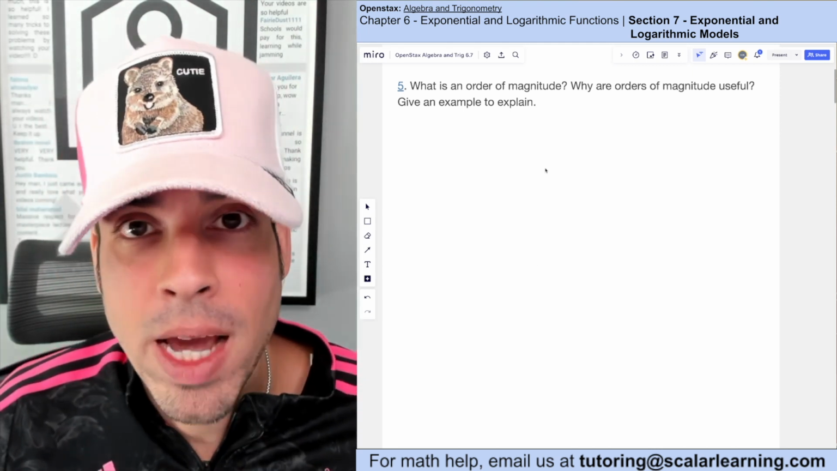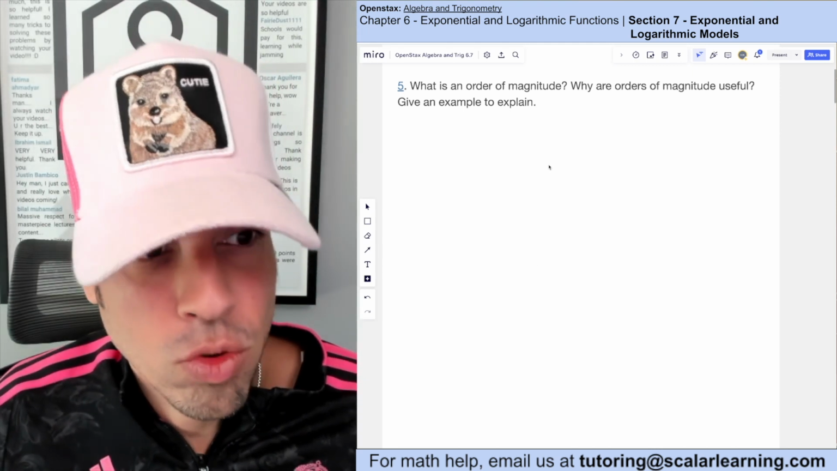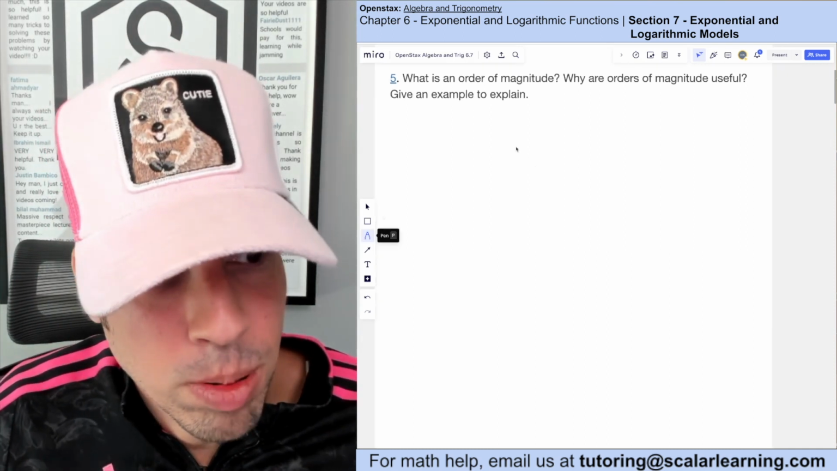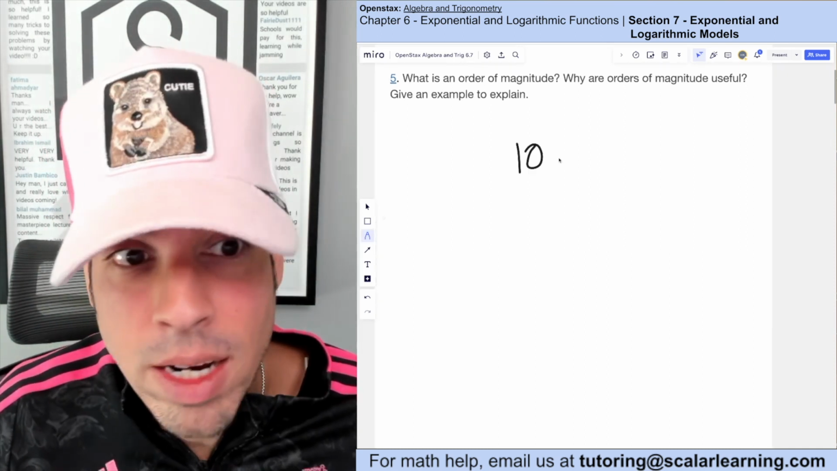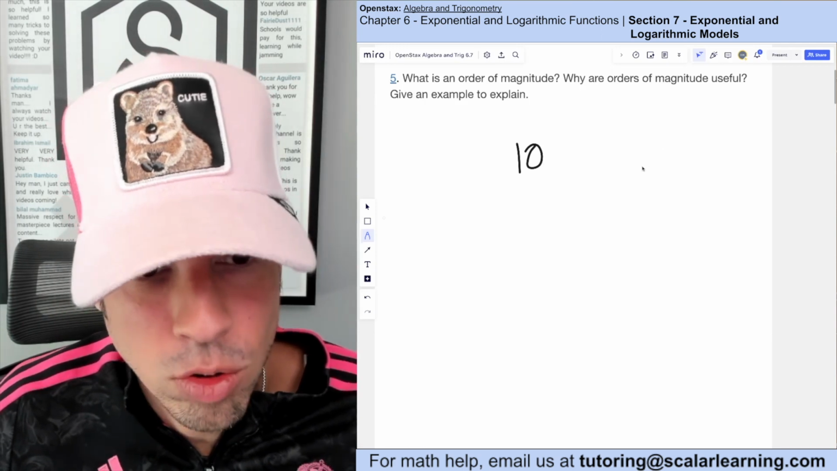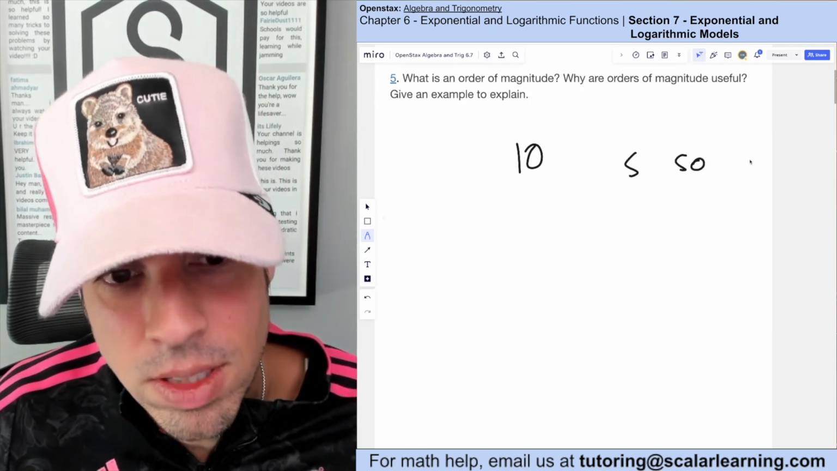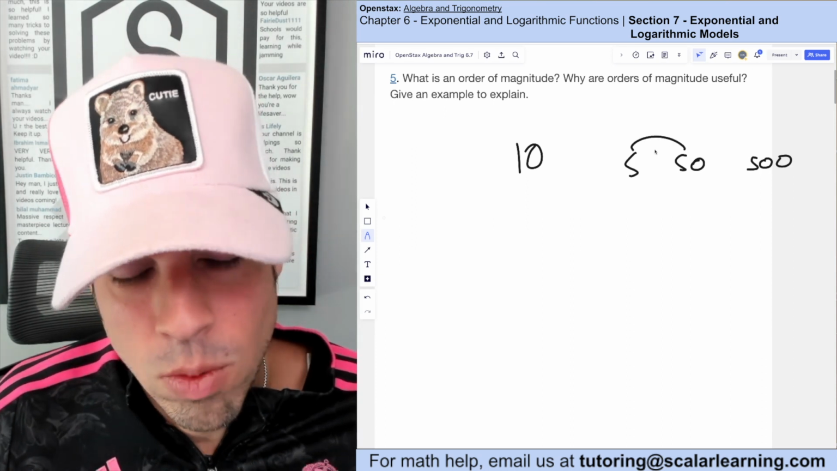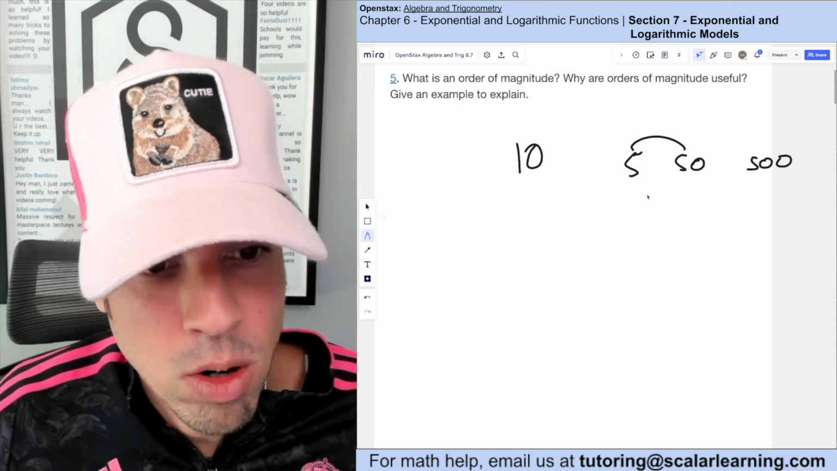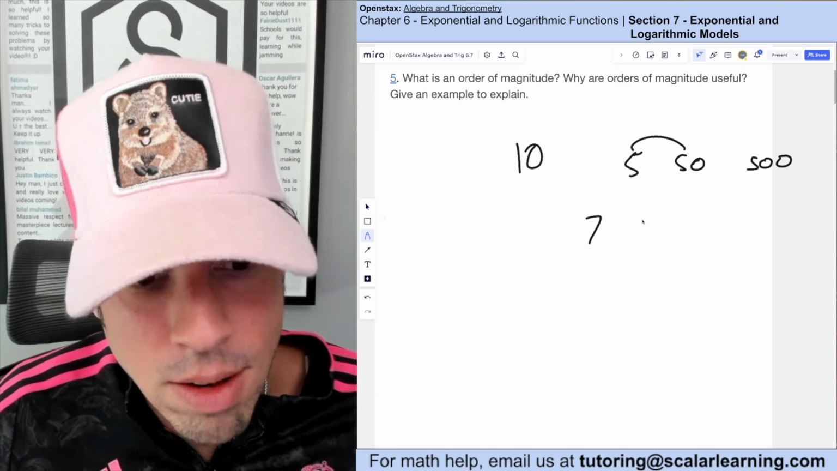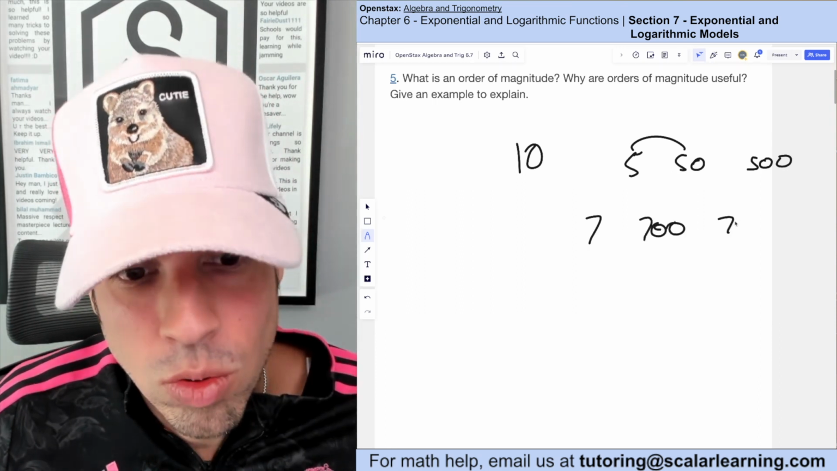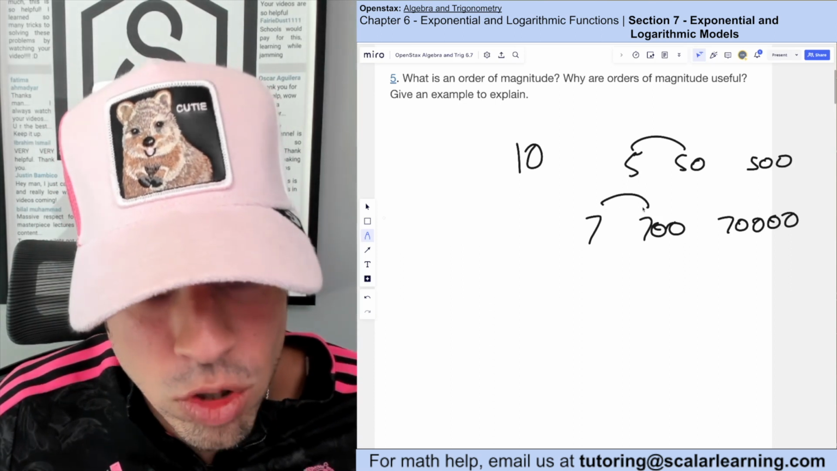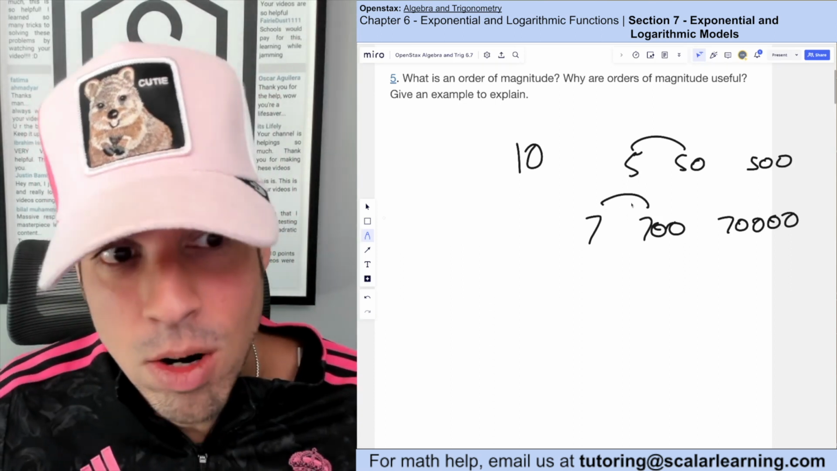What is an order of magnitude? So an order of magnitude is when we're trying to describe something by the nearest power of 10 in terms of growth. For example, if something grows by 10, we'd say that's 1 order of magnitude. So we're going, let's say, from 5 to 50 to 500, etc. This would be 1 power of 10. What if instead it was going by 7 to 700 to 70,000? Now we're growing by 2 orders of magnitude, aka 10 to the second power, or 100.